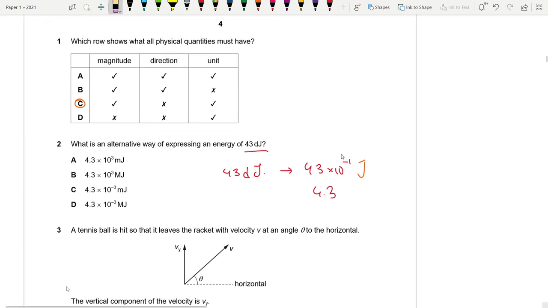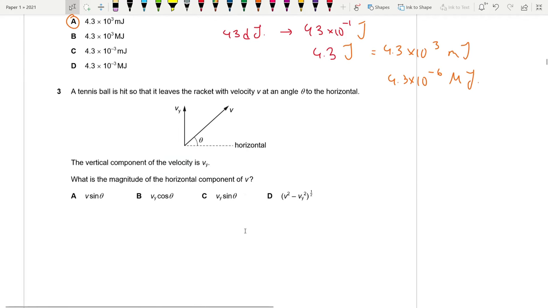4.3 joules. So this can be written as 4.3 into 10^3 millijoules, or 4.3 into 10^-6 megajoules. Let's see what we have in our options. It matches with A, right? If you go from joules to millijoules, it's going to be multiplied by 10^3, and joules to megajoules is multiplied by 10^-6.